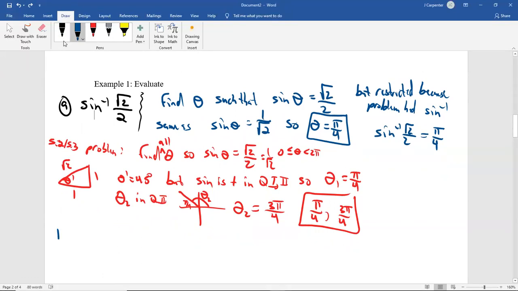All right. B, black, not blue. We're going to do inverse sine of -1.